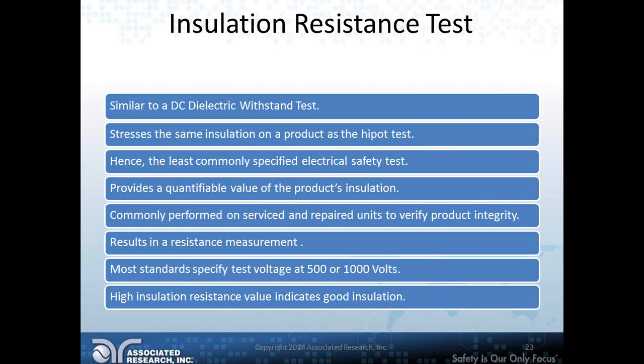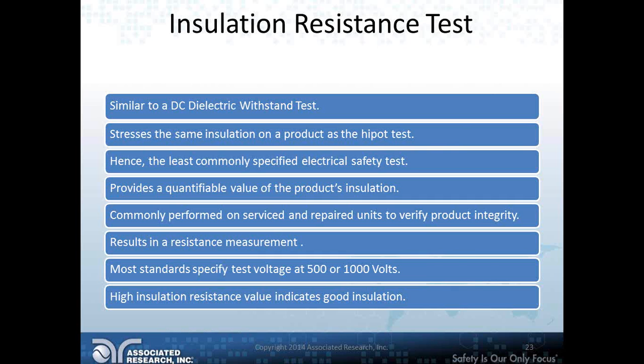The next test in our sequence is the insulation resistance test. Now, the insulation resistance test is very similar to a DC withstand test or a DC HIPOT test, meaning that a DC potential is applied, and it stresses the same insulation on a product as the HIPOT test, and probably that's why it's the least commonly specified electrical safety test, because a HIPOT test has already stressed the same insulation. However, the insulation resistance test does provide the user or the manufacturer with some good quantifiable values of the product insulation, and it can give you a good measure of how good the insulation of a product is, and if any time in the near future the insulation may fail, it'll give you a good indication of that.